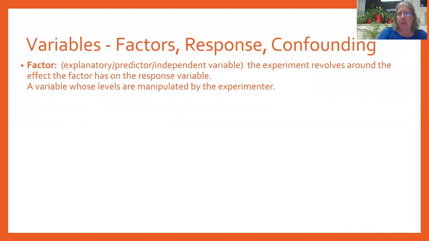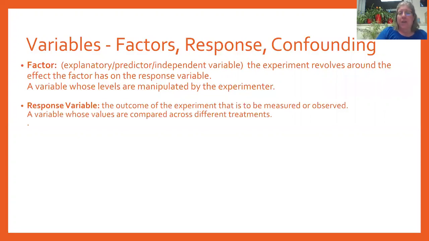All right, so let's define some of the terms involved in experiments. The first one is a factor. We've had a couple of names for this in this class. This is our independent variable. This is the variable that's on our x-axis. We've called this an explanatory variable, a predictor variable. And when we're talking about experiments, this is commonly referred to as a factor. The experiment revolves around the effect the factor has on the response variable. This is the thing we're manipulating that we think is going to give us some sort of effect that we're looking for.